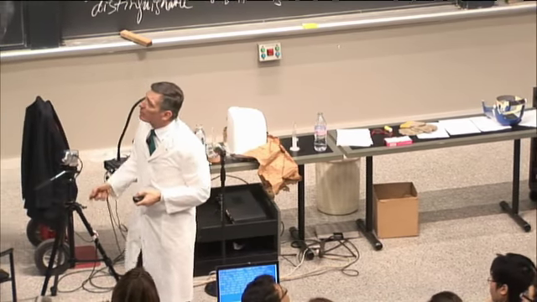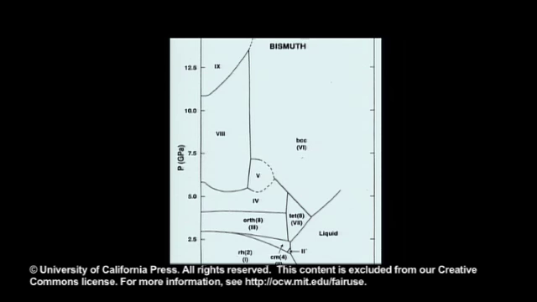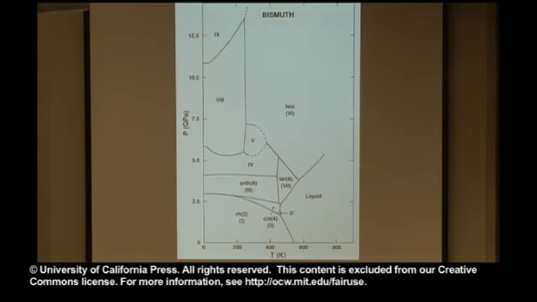Here's some phase diagrams from hell. This is bismuth. And look at bismuth. Bismuth is like water and like silicon, so the solid is less dense than the liquid. But look at all of these different phases.